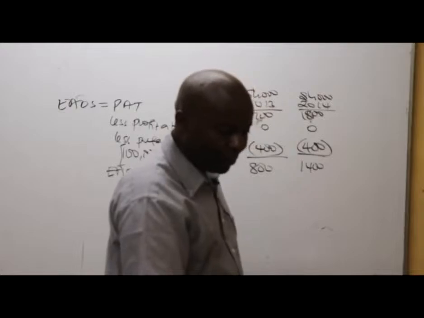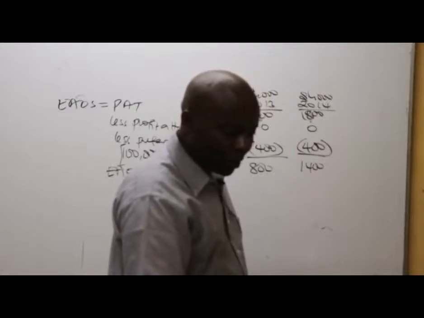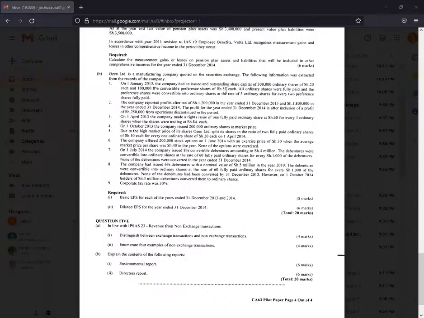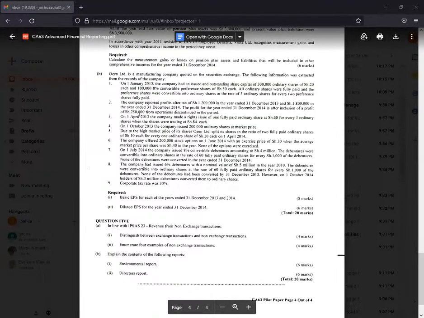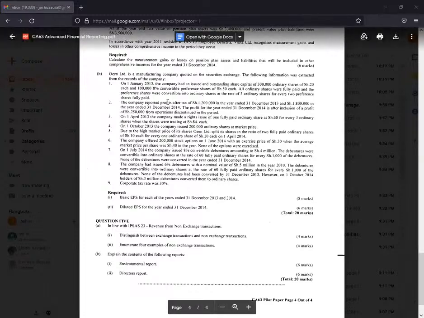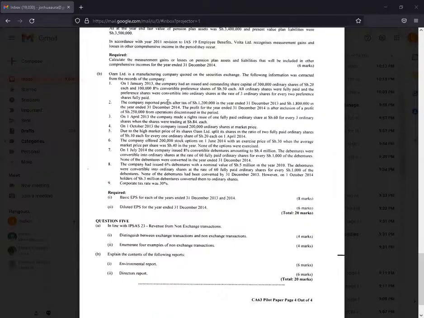How about irredeemable? Not convertible. So maybe if you could read. On 1st January 2013, the company had issued and outstanding share capital of 300,000 ordinary shares of 20 each and 100,000 8% convertible preference shares of 50 each. The preference shares were convertible into ordinary shares at the rate of 3 ordinary shares for every 2 preference shares fully paid. But we never converted these preference shares.